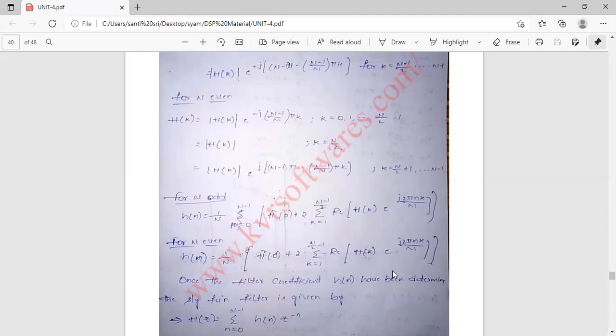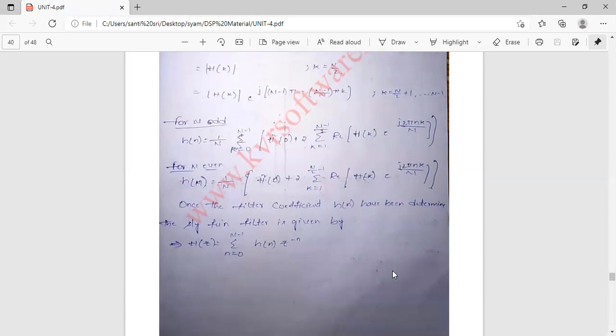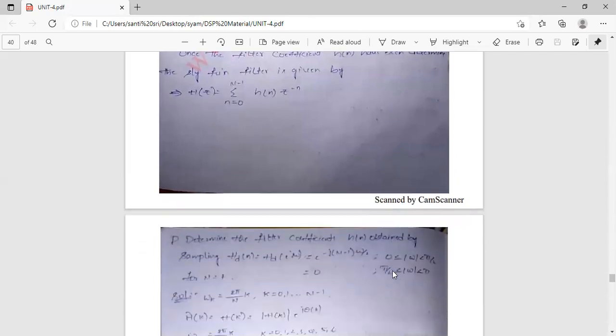So once the filter coefficients h of n have been determined, the system function of the filter is given by h of z equal to sigma n equal to 0 to n minus 1 h of n into z power minus n. This is the z transform. Okay, so by doing that, we can get the h of z.